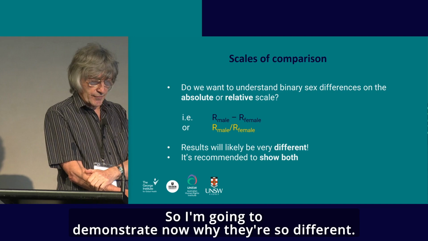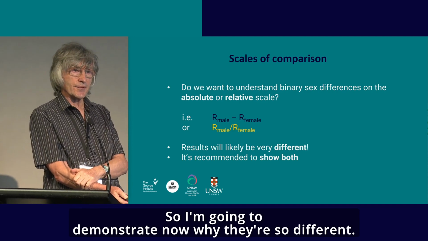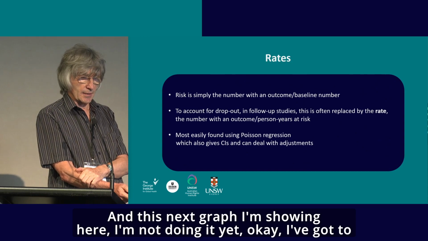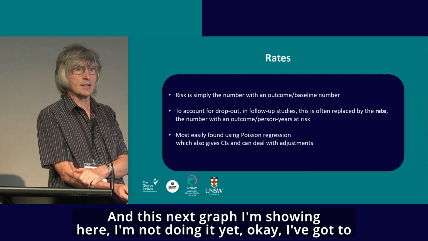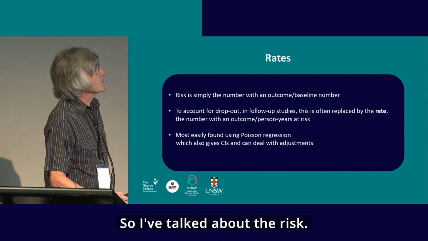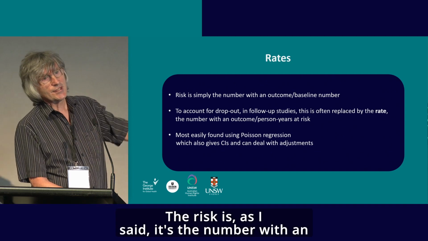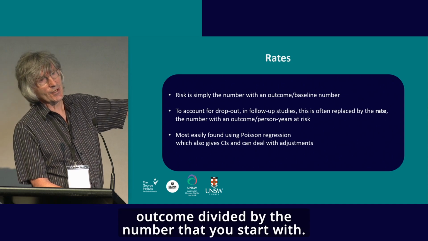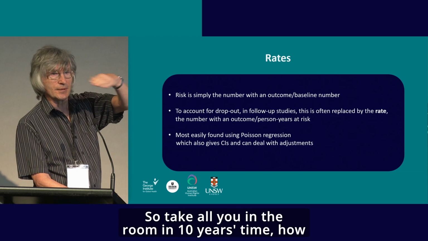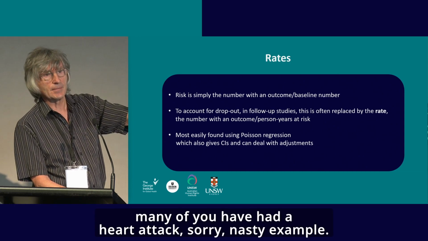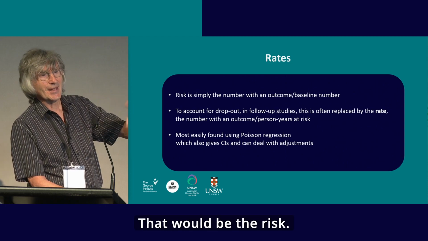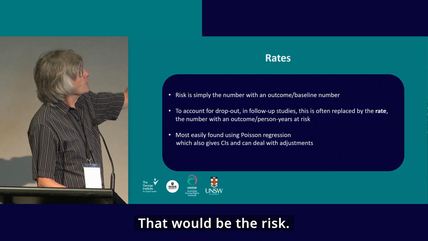So, I'm going to demonstrate now why they're so different. And this next graph I'm showing here. Oh no, I'm not showing it yet. Okay, I've got to define what a rate is first. Sorry, I forgot. So I've talked about the risk. The risk is, as I said, the number with an outcome divided by the number that you start with. So take all of you in the room, in 10 years' time, how many of you have had a heart attack? Sorry, nasty example. That would be the risk.